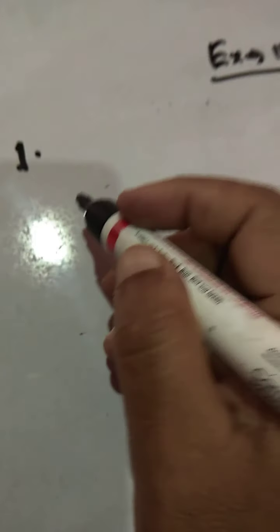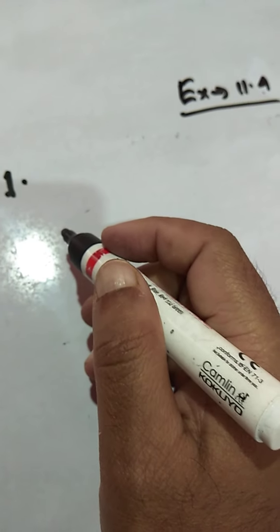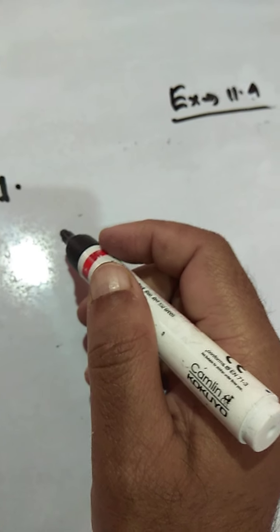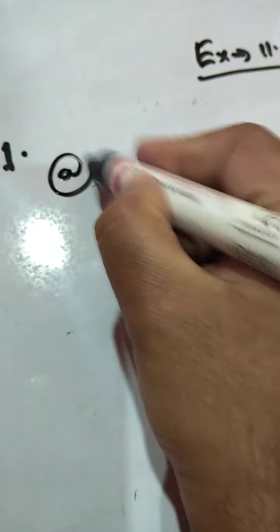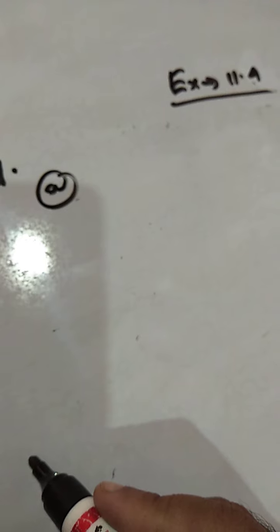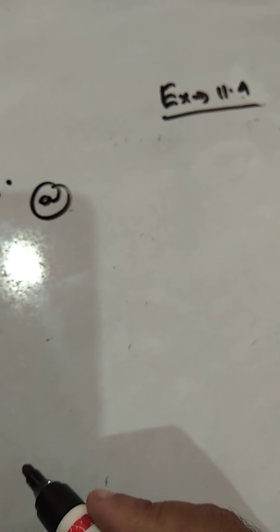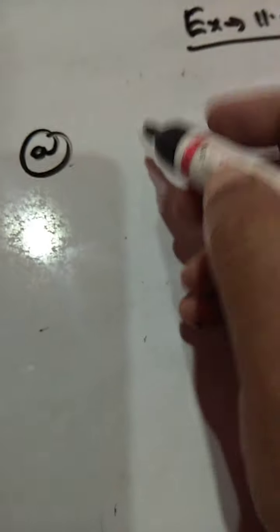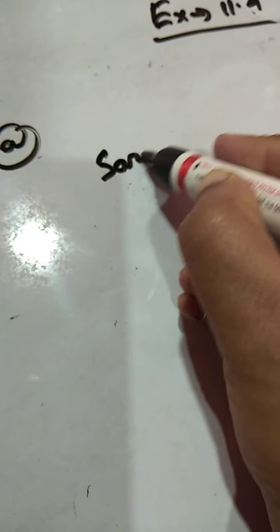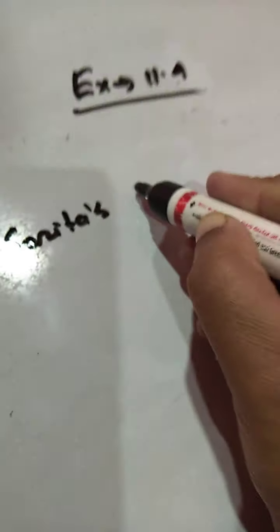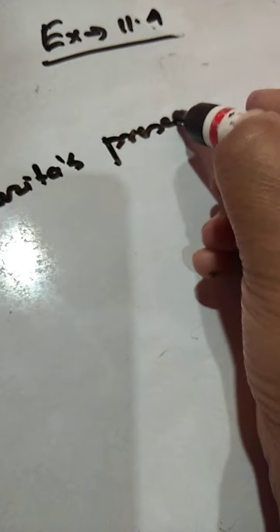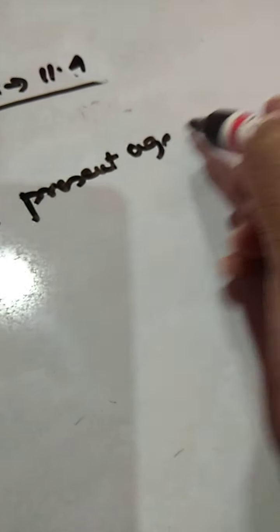Everyone, now in this session, I will explain question number 1 of exercise 11.4. Question number 1 has 5 parts: A, B, C, D and E. So we'll discuss sum number A first. In sum number A, they have advised to take Sarita's present age as y. So Sarita's present age is what?